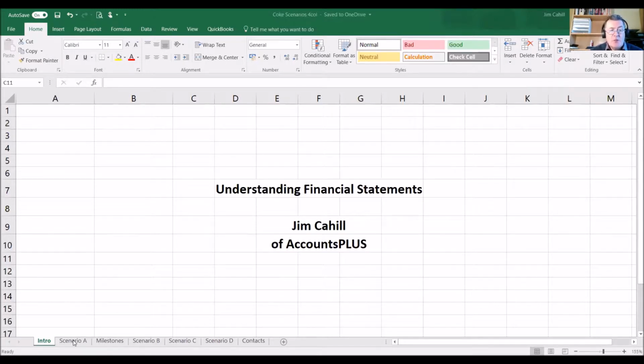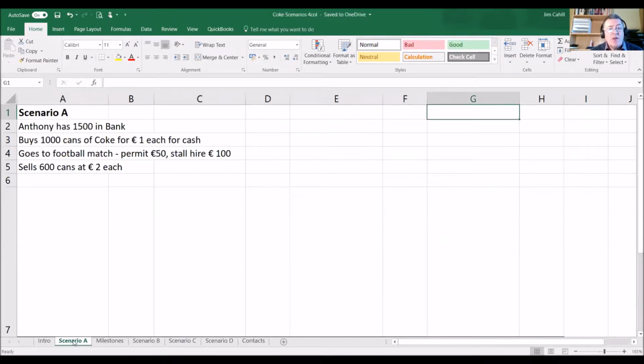So let's start off with scenario A. Anthony has 1,500 euros in the bank. And Anthony has a great idea. He's going to buy 1,000 cans of Coke for €1 each for cash. He'll then go to a football match.